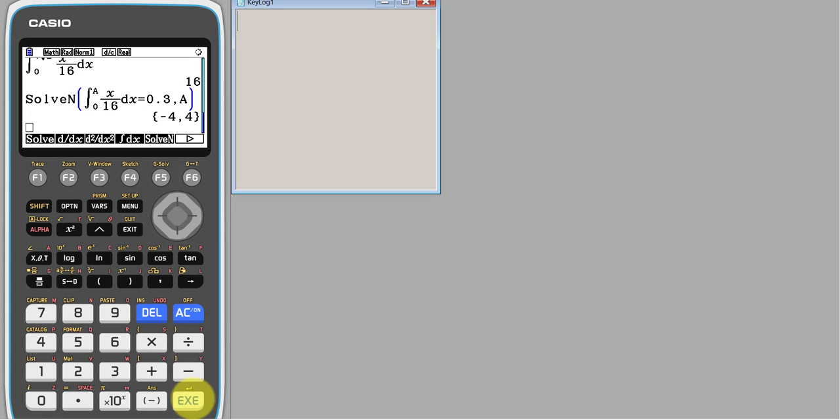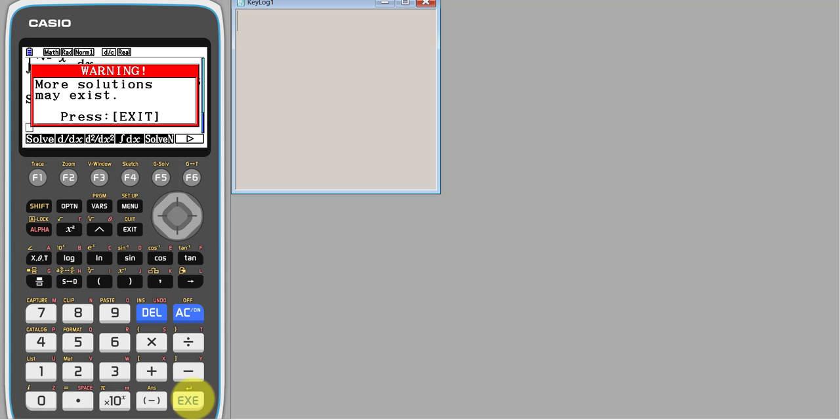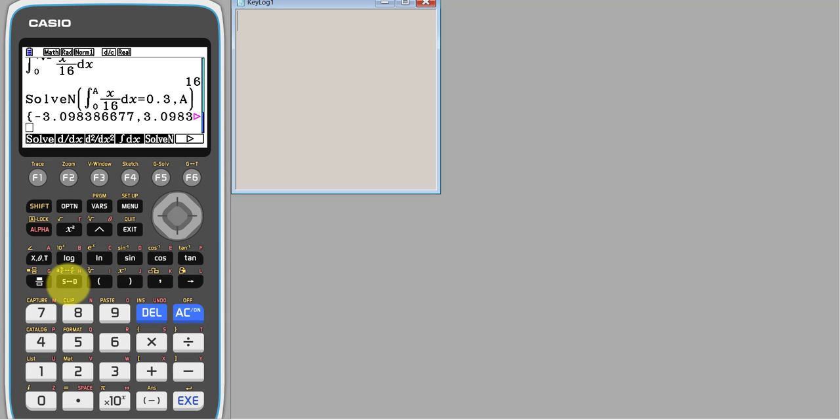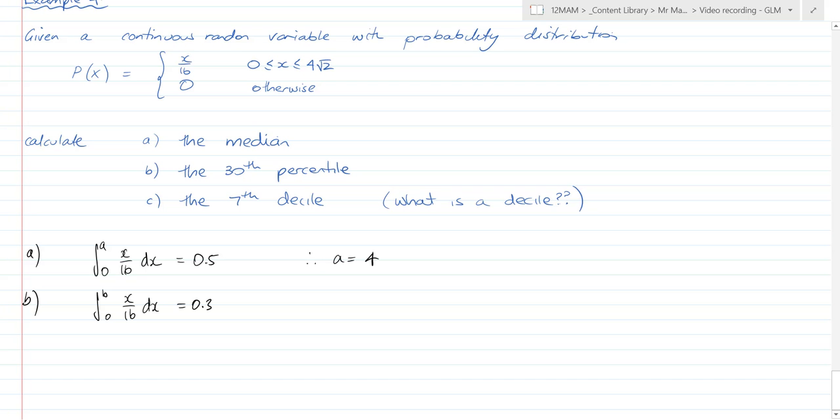and press enter. It should be less than 4. And it's 4 root 15 over 5, which if I press S to D, gives me 3.098. But I like 4 root 15 over 5, I just wanted to check it was less than 4. So therefore b is equal to 4 root 15 over 5. Obviously you could solve this analytically as well by actually doing the integration, but I'm showing you that it can be done on the calculator.